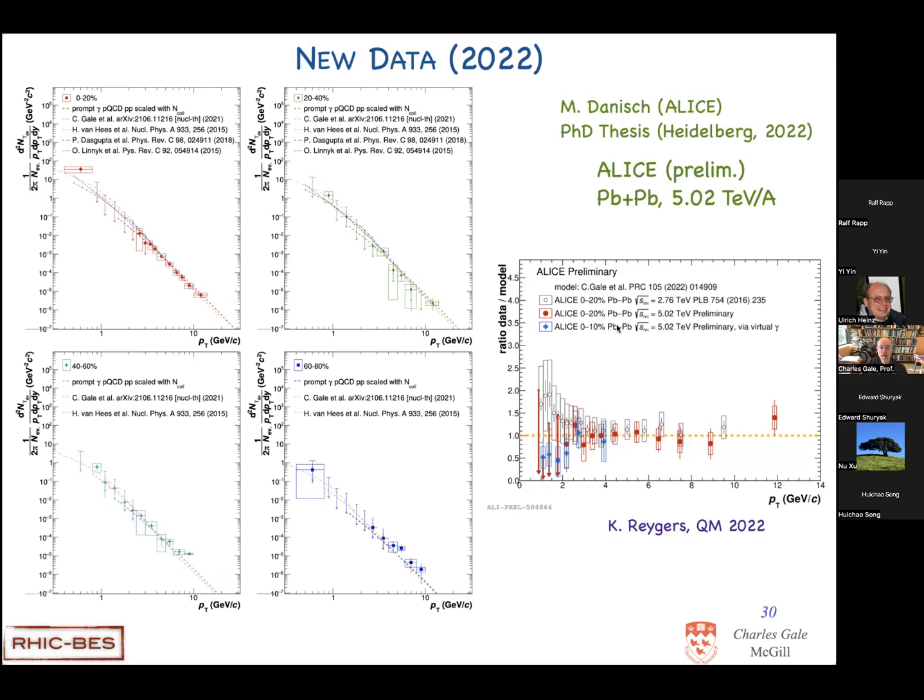And you see ALICE at 0 to 20%, 2.76, 5.02. So the new measurements are in red. You can see here that you only have upper limits in the very low pT for the time being. Another technique is shown in blue by the same collaboration. So I'll leave you to look for just a few more seconds because this is brand new. Probably most of you haven't seen this yet.